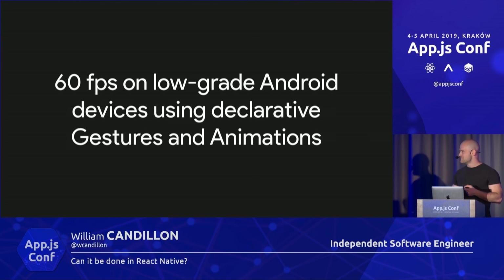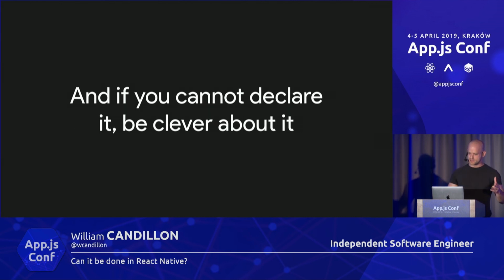Recently, someone tweeted at me, "Oh, William, your video inspired me to build this demo in React Native," and he shared with me a snack of the code, and when I looked at the implementation, it was using the pan gesture handler from React Native. And my first reaction was, oh no, I didn't make a strong enough case for declarative gestures and animations. But Christoph did, so I recommend you check out his presentation. And when we cannot use declarative gestures and animations, we should try to be clever about it.